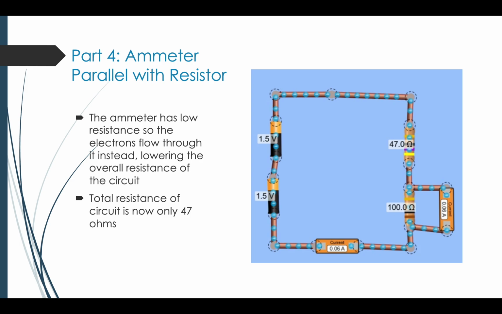Then for when we put an ammeter parallel to one of our resistors, we see that the total resistance of the circuit is now only 47 ohms instead of 147 from before, because the ammeter has low resistance, so the electrons will flow through the ammeter instead of the resistor, which will lower the overall resistance of the circuit.